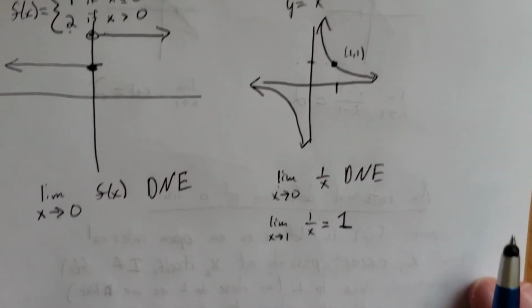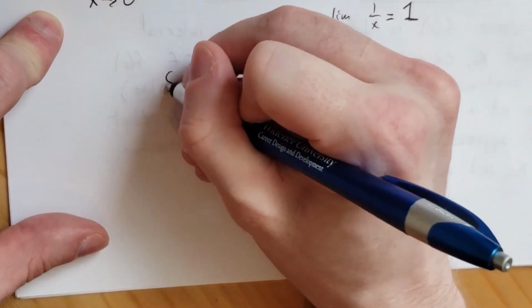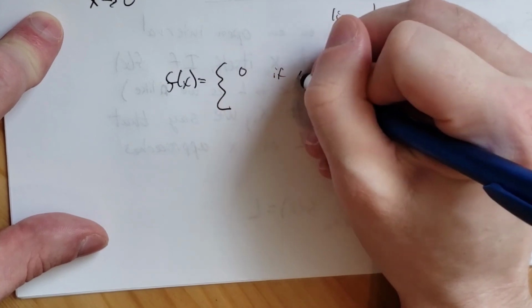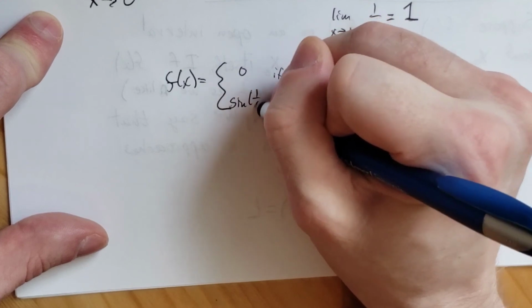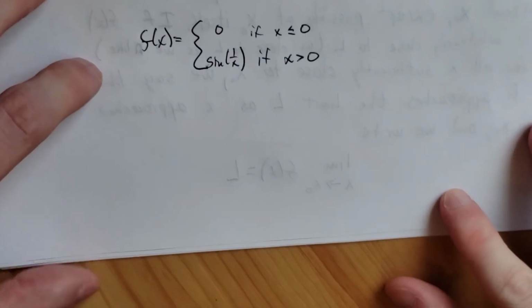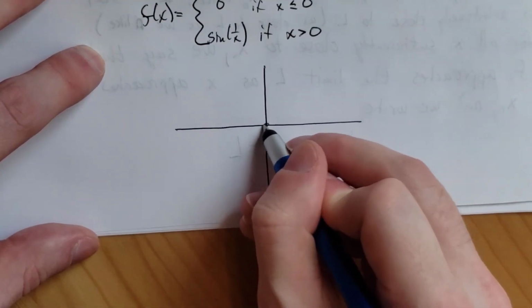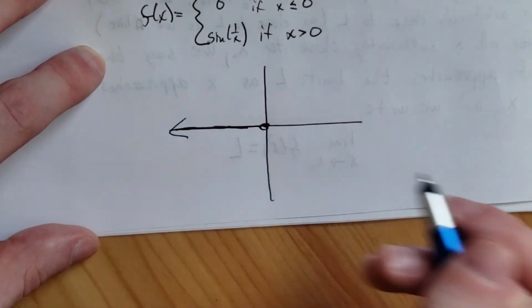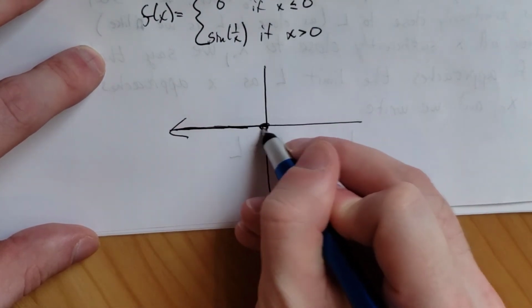All right, I'm going to do one more picture here to finish out the video. Let's suppose we have the function f of x is equal to 0 if x is equal or less than 0, and sine of 1 over x if x is greater than 0. What does that graph look like? It looks a little crazy on the right side. On the left side, it's pretty easy. We just have this single function y equal to 0 here, so this horizontal line.